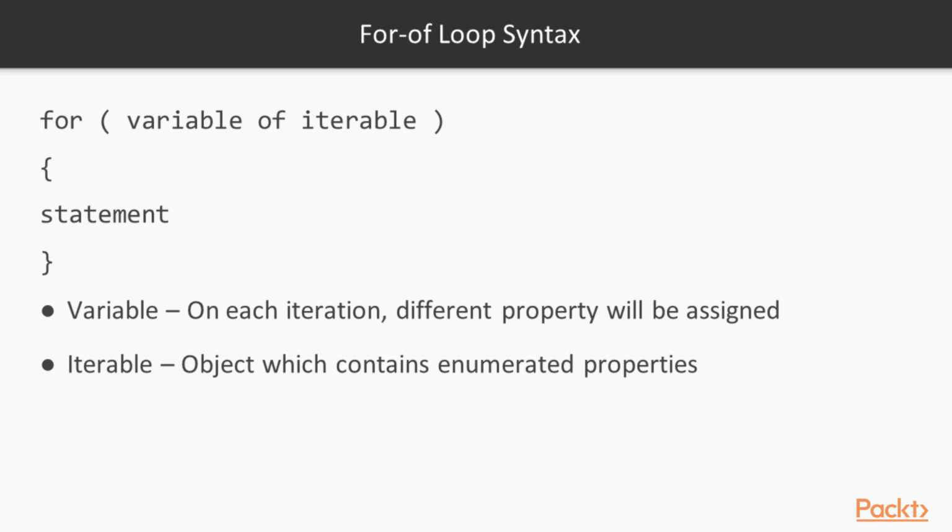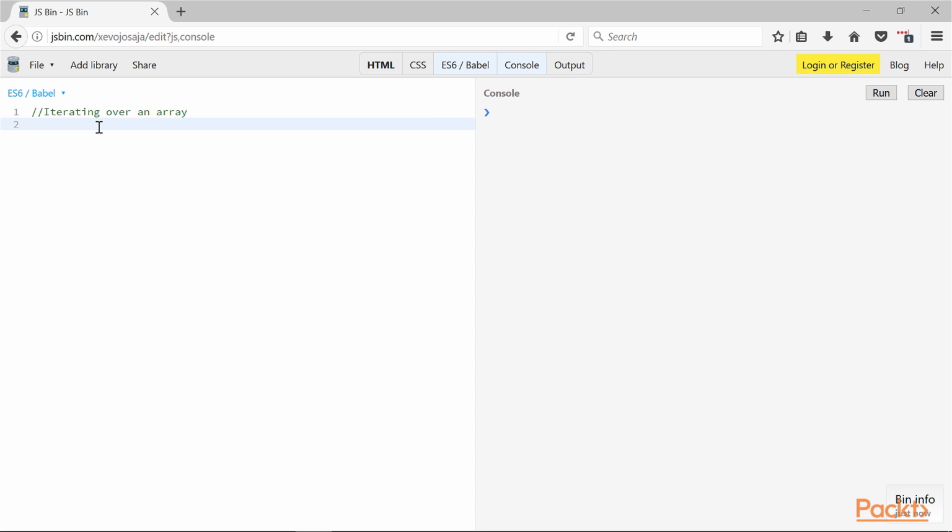Let's quickly take a look at the syntax for the for...of loop. As you can see here, it is pretty similar to for...in, but instead of in, we are using the of keyword. So it's for a variable of an iterable object, and then whatever statement you want to do. On each iteration, a different property from the iterable object will be assigned to this variable. And of course, the iterable object is an object which contains the enumerated properties. Next up, we're going to take a look at a series of live coding examples where we see the for...of loop in action. First up, let's see how to iterate over an array.